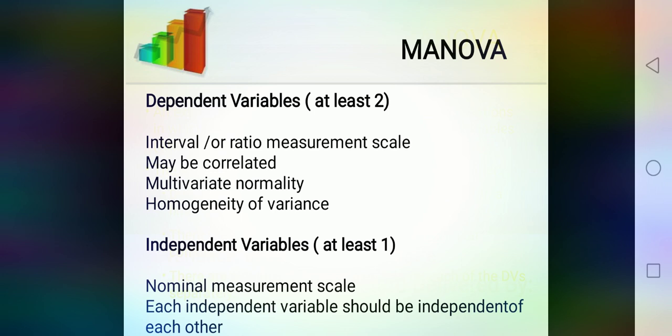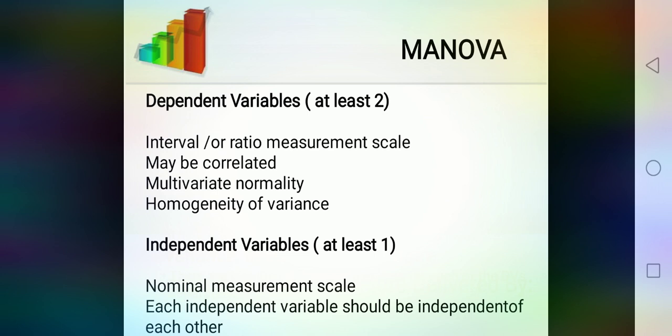We have two kinds of variables, dependent variables and independent variables. The number of independent variables is 1 and the number of dependent variables must be at least 2 or more than 2. Interval or ratio measurement scale: the dependent variables category should be interval or ratio. It may be correlated. It should have multivariate normality, homogeneity of variances. These are the characteristics of dependent variables.